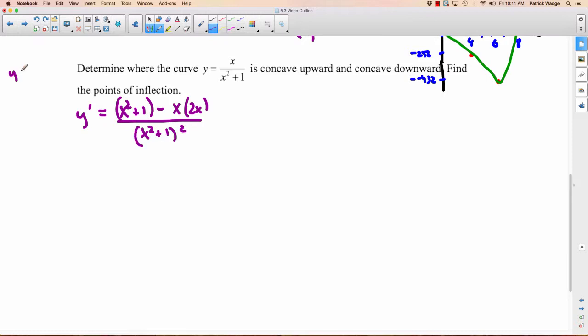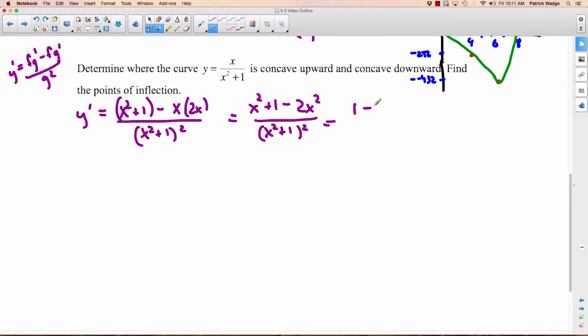Right? If you don't remember, I'll just quickly write it right here. There's your quotient rule. Okay, let's simplify. That would give us x squared plus 1 minus 2x squared. And don't expand this, just keep it like that, all over x squared plus 1 squared. Then x squared minus 2x squared. Well, I'm going to put the 1 first. So I have 1 minus x squared, because 1x squared minus 2x squared is negative 1x squared, and all over x squared plus 1 squared. So that's our first derivative.